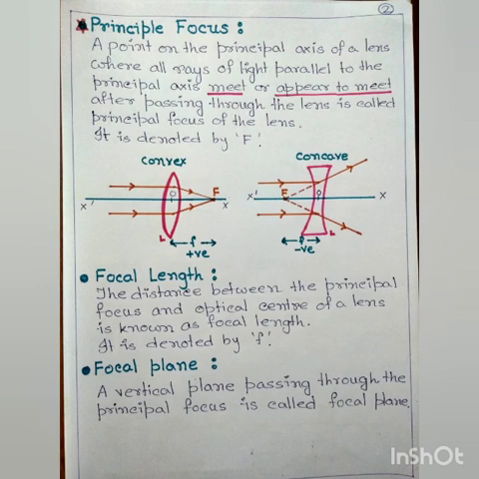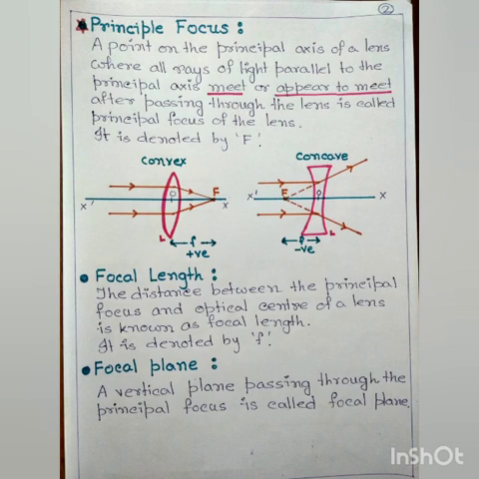Next we will discuss principal focus. Principal focus is a very important term related to lens. Now we will try to understand clearly what principal focus is. Principal focus is a point on the principal axis of a lens where all rays of light parallel to the principal axis meet or appear to meet after passing through the lens. It is denoted by capital F.